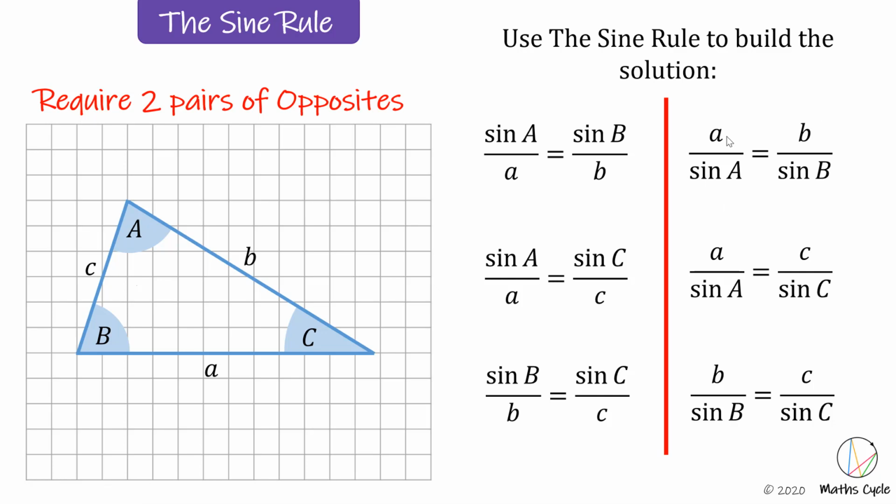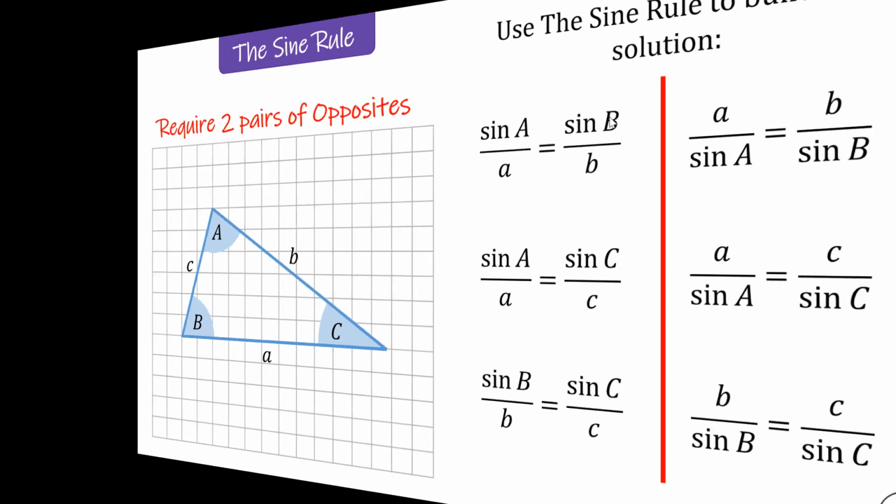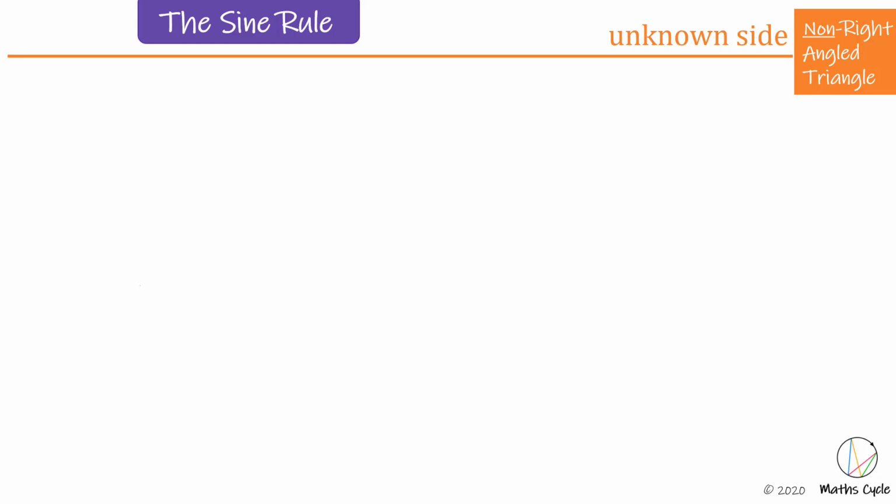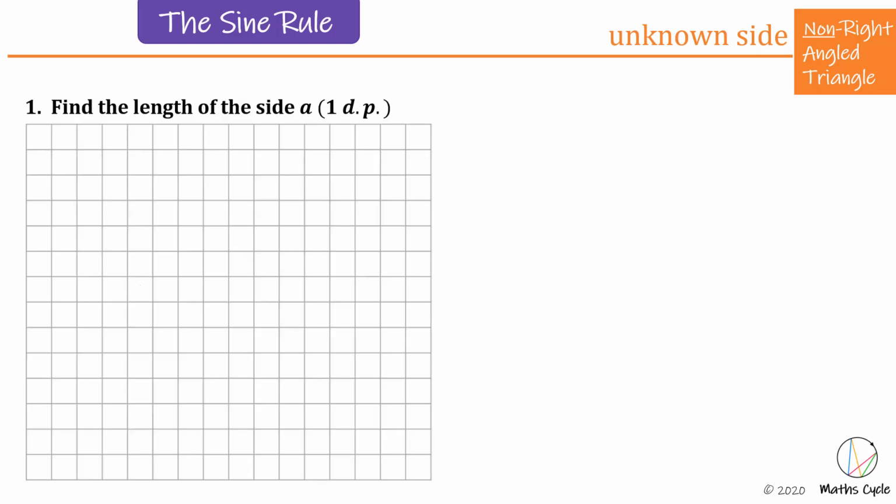But if you're looking for a missing angle, we will use this side here because that will leave the angle on the top, and that will certainly make it easier to solve if you're using the balancing method for the whole solution. Okay, so now let's do a question using the sine rule to find an unknown side in a non-right angle triangle. Example number 1.